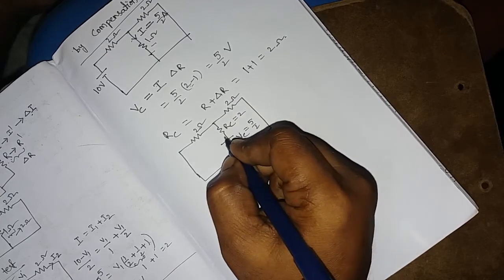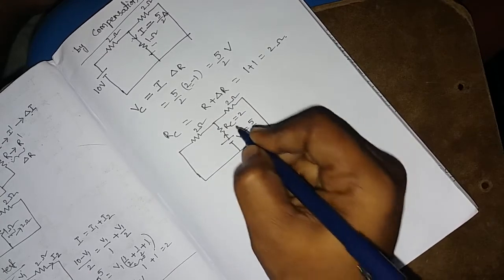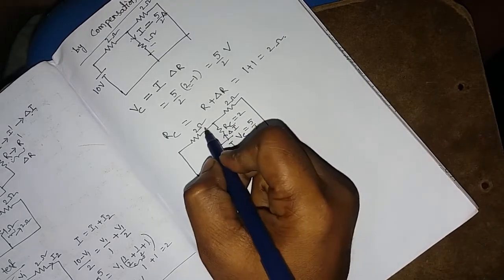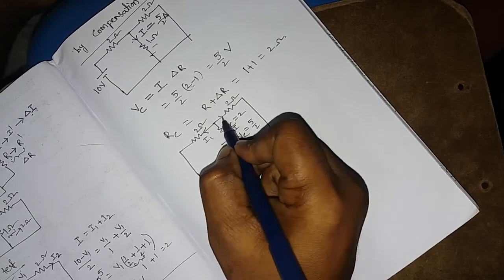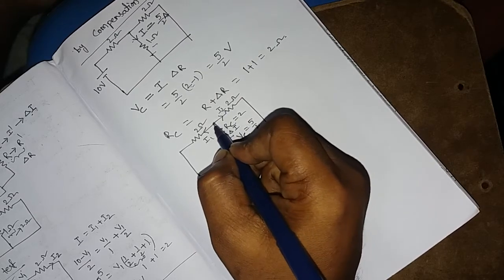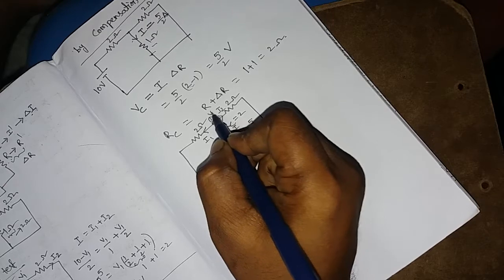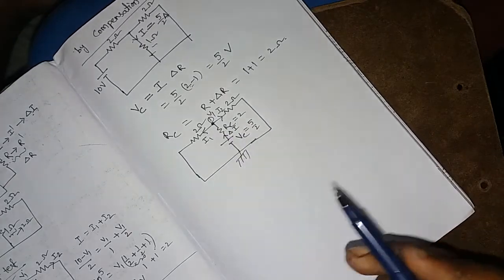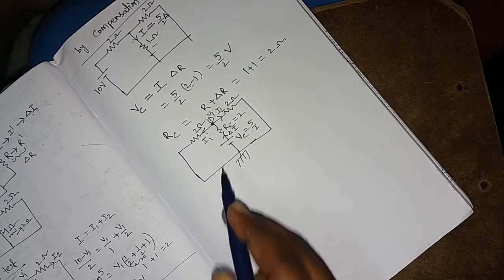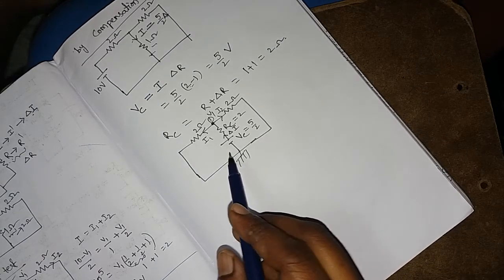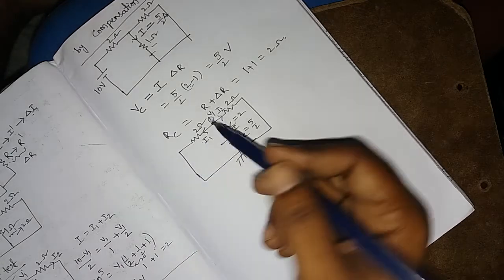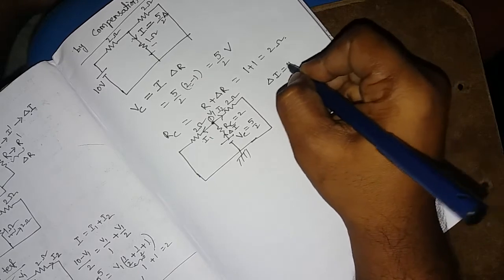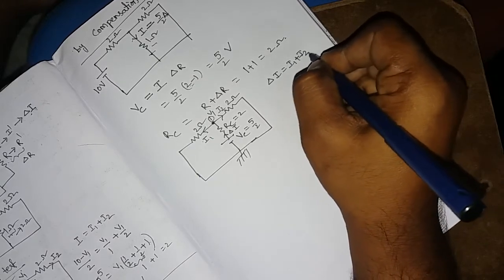The current delivered by VC to RC is delta I. Let these two currents be I1 and I2. This is node 1, node voltage is V1. Now we apply KCL at this node. Incoming currents are equal to outgoing currents. Incoming current is delta I. Outgoing currents are I1 and I2. So delta I is equal to I1 plus I2.